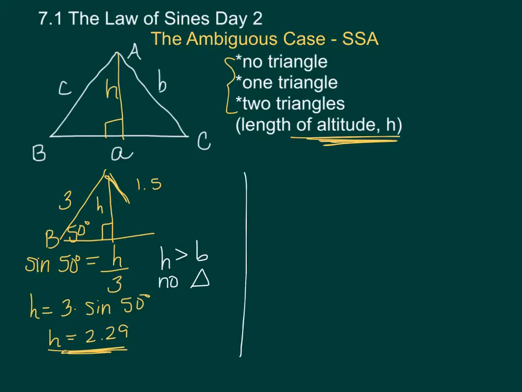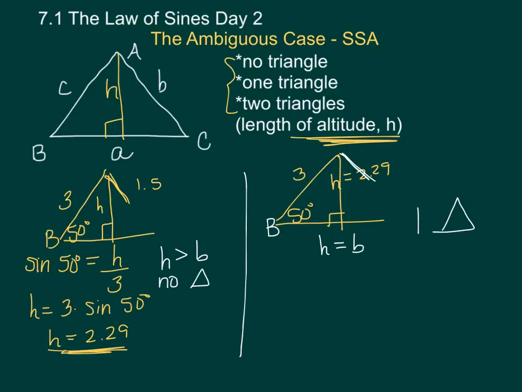And then you have a case where I don't like to draw this side yet because we don't know. That's why it's so important to find your altitude first. Then let's say that this third side is equal. So let's say that it is 2.29. Then you're going to have a right triangle, which means you only, oh, be careful because only lowercase letters. So this will result in one triangle if they're equal.